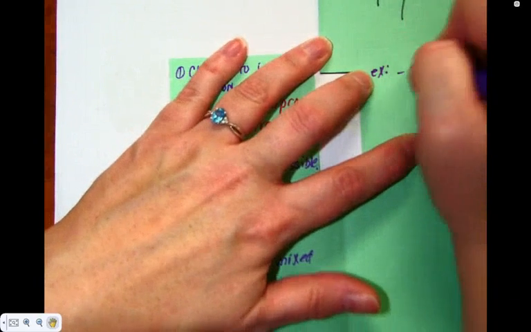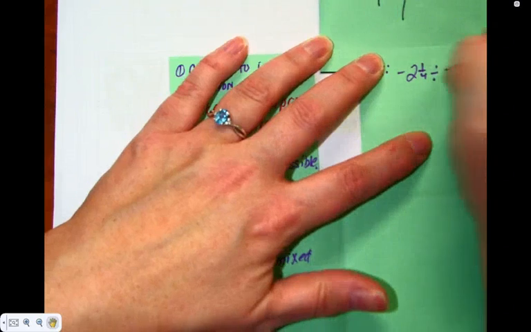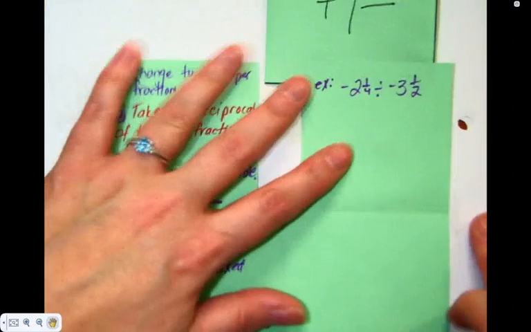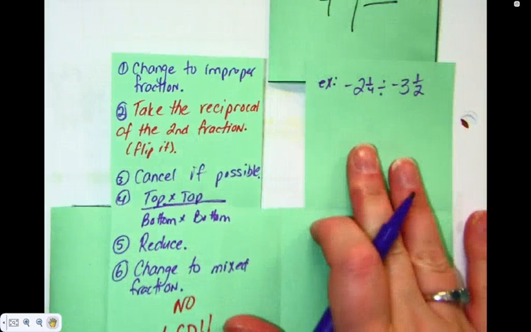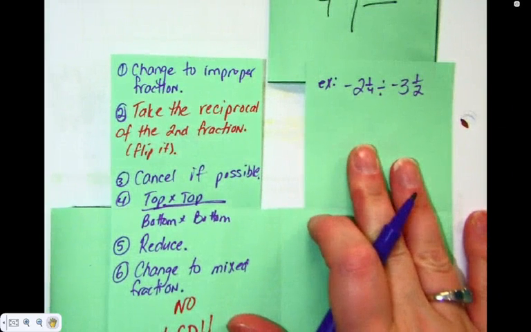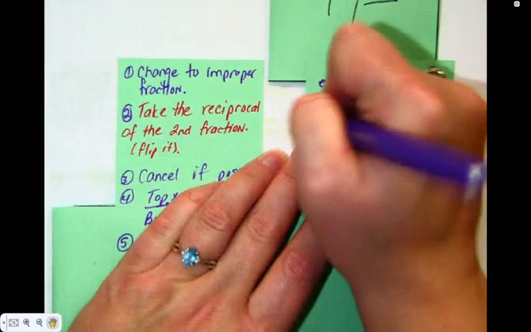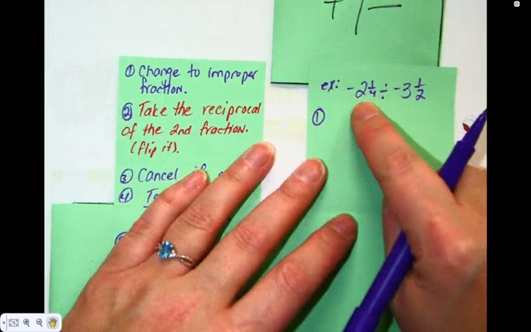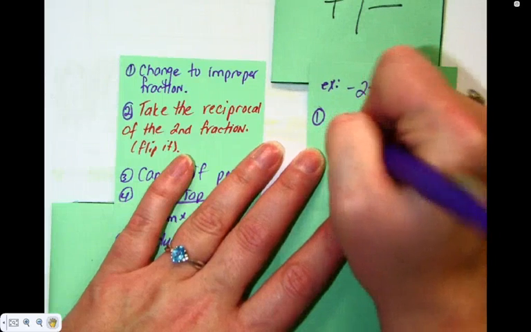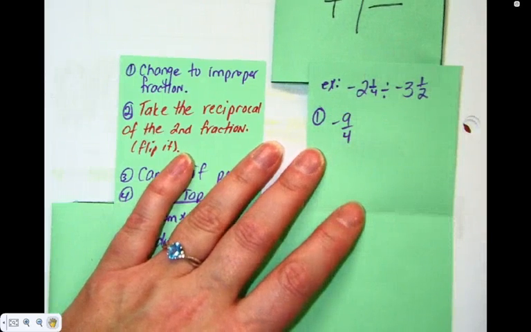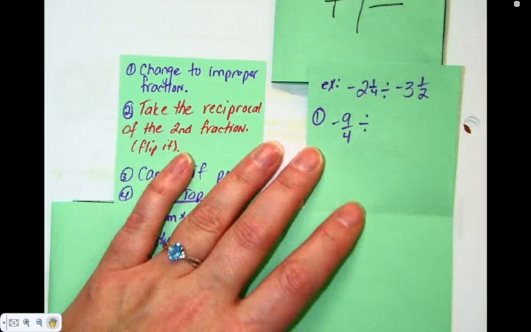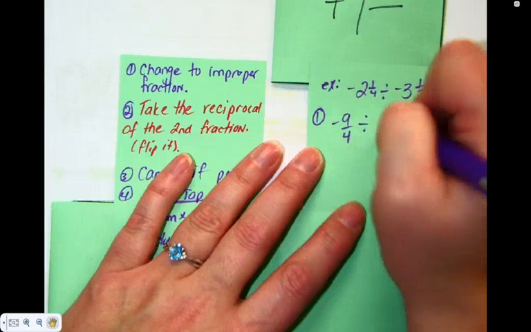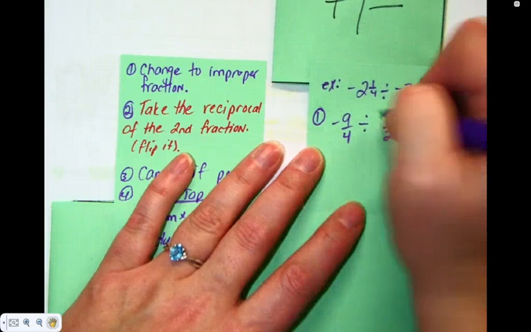Example we're going to do is -2 1/4 divided by -3 1/2. Step number 1 is the same step with any single operation: change to improper. 4 times 2 plus 1. And what do I do with that negative? Let's put them in front. 3 times 2 plus 1. What do I do with that negative? Put them in front.